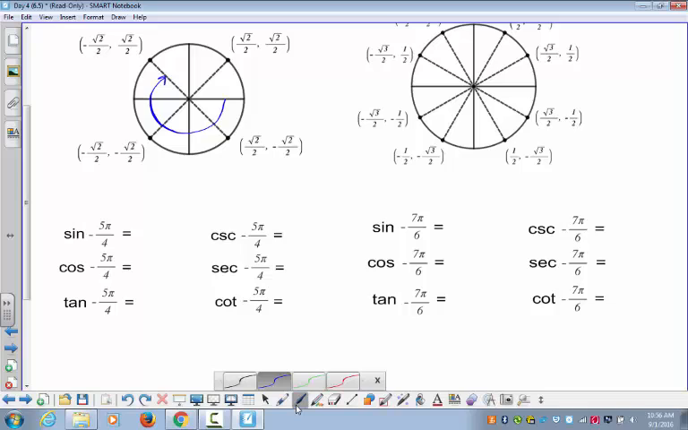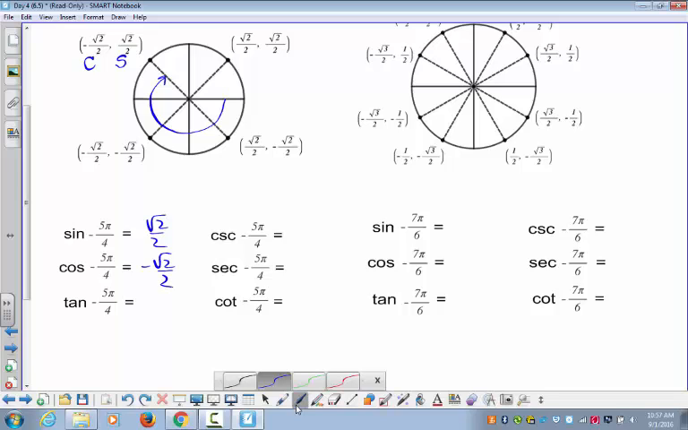So sine of negative 5 pi over 4 is what? Positive root 2 over 2, because sine is the second coordinate. It's always cosine, comma, sine. So it's positive root 2 over 2. Cosine, negative root 2 over 2. It's always the first coordinate.